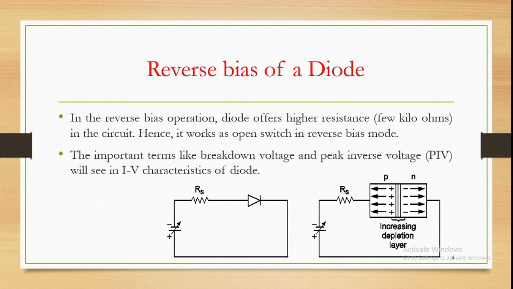In the reverse bias operation, the diode will offer a very high resistance in the circuit. Hence, it works as an open switch in reverse bias mode. The important terms like breakdown voltage and PIV, peak inverse voltage, we will see in the IV characteristic of a diode.